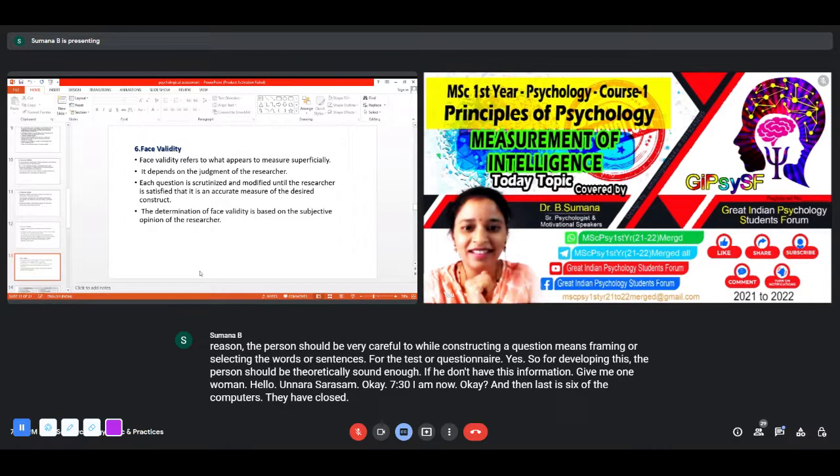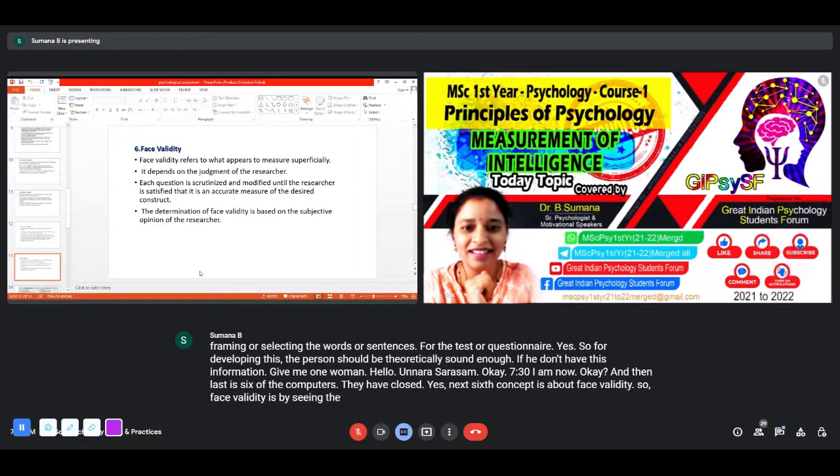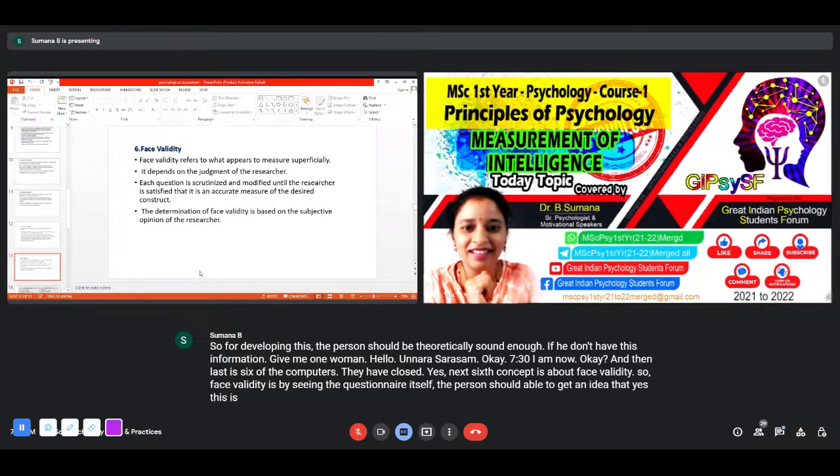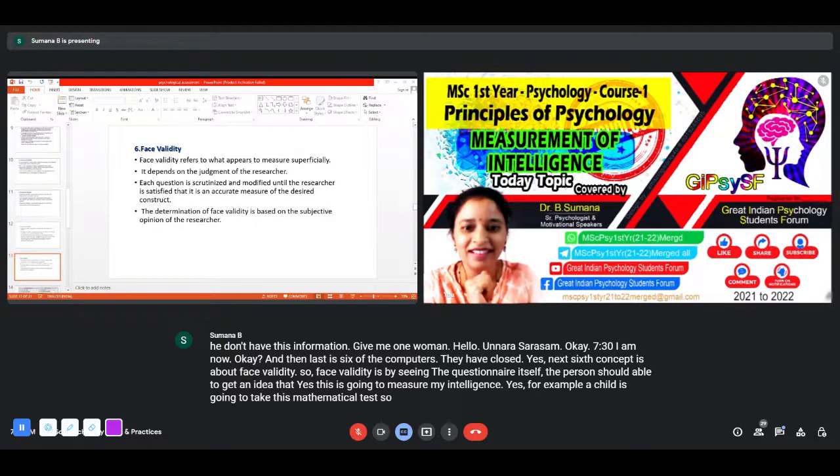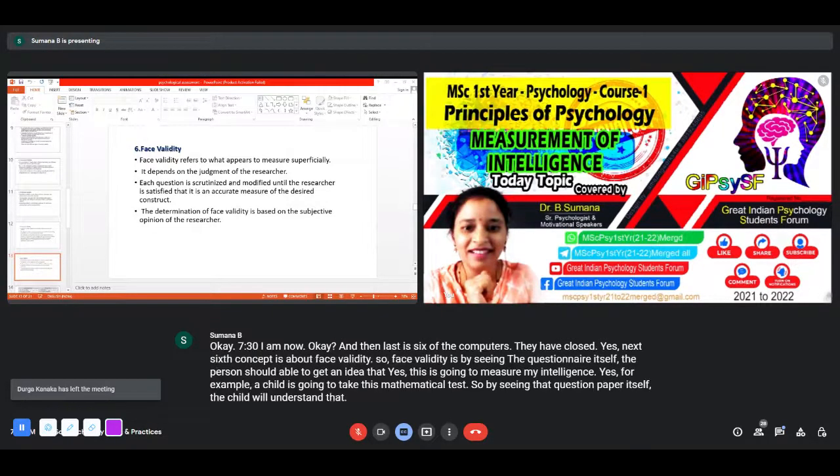Yes, the next, sixth concept is about face validity. Face validity is that by seeing the questionnaire itself, the person should be able to get an idea that this is going to measure my intelligence. For example, a child is going to take a mathematical test. By seeing that question paper itself, the child will understand that this test is going to measure my mathematical ability.